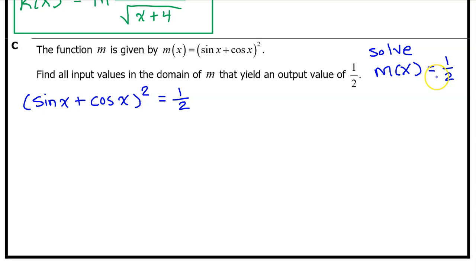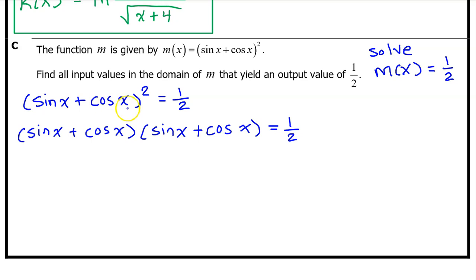Setting m of x equal to 1/2 gives us this. When you square something, it means multiplying that thing times itself. Sine x plus cosine x squared is the same as sine x plus cosine x times sine x plus cosine x. Let's multiply this binomial times the other binomial.